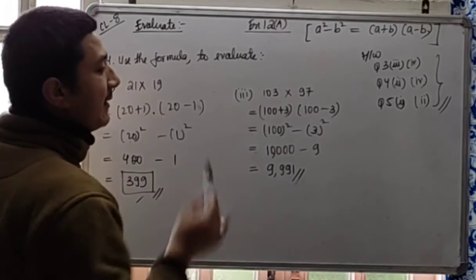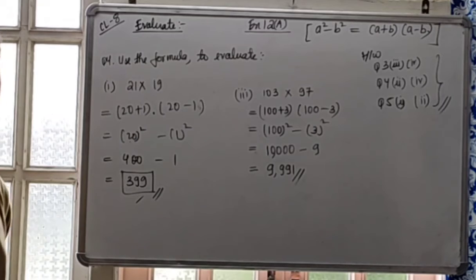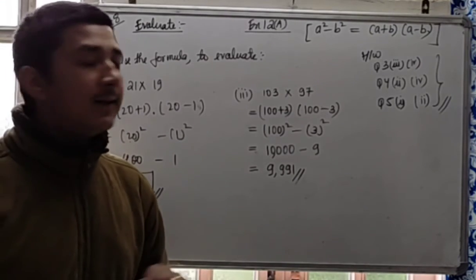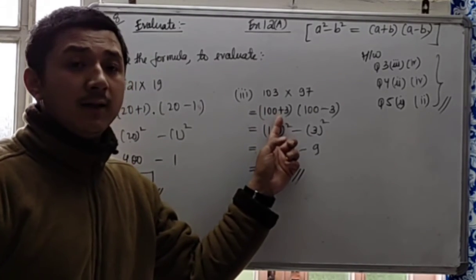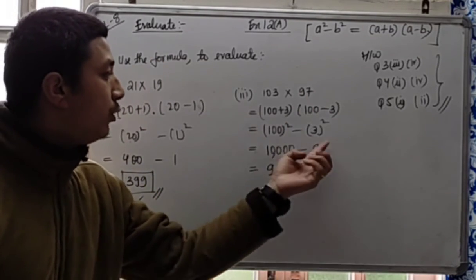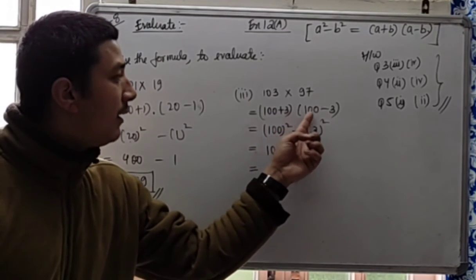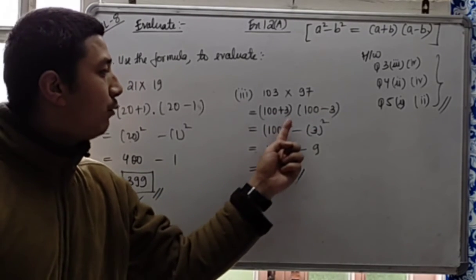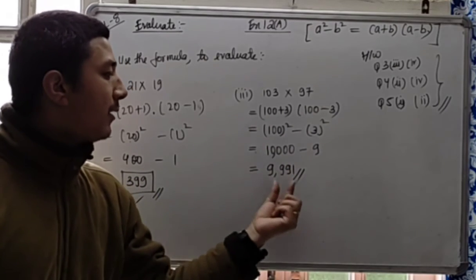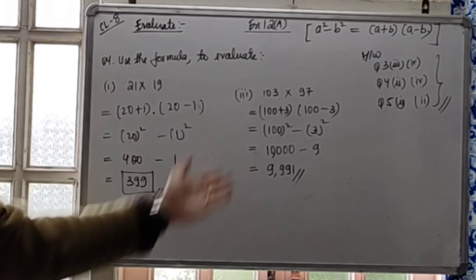103 into 97. This is 4 part 3. 103 into 97. How can I express? Can I write this as 100 plus 3 into 100 minus 3? Now I think you are clear with these lines. It is in the formula of a plus b into a minus b. So that is a square minus b square. You subtract, you'll be getting this much. Okay. So please pause the video, note it down.